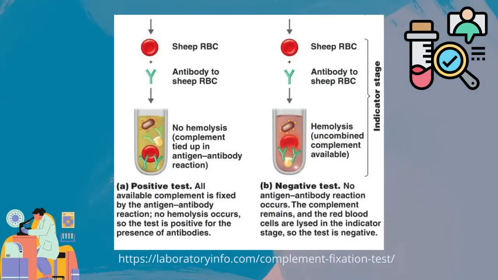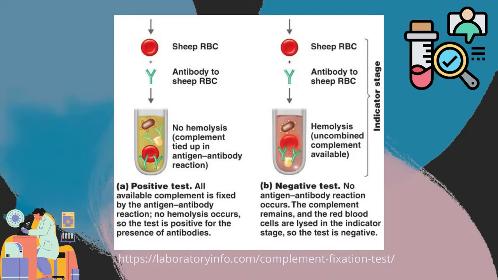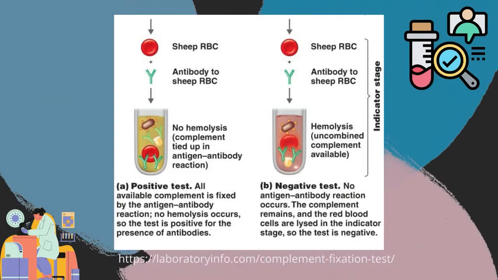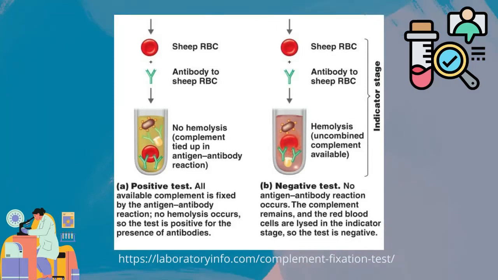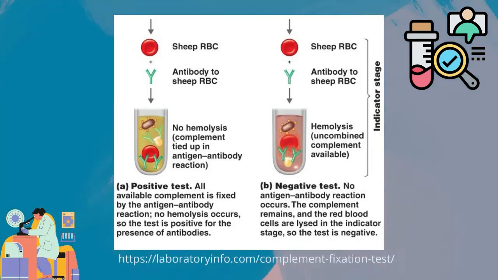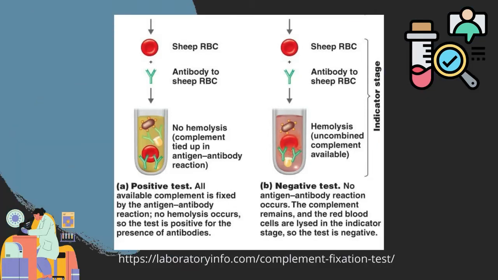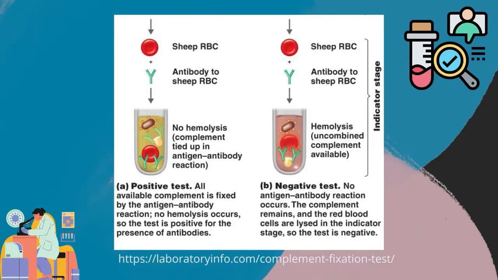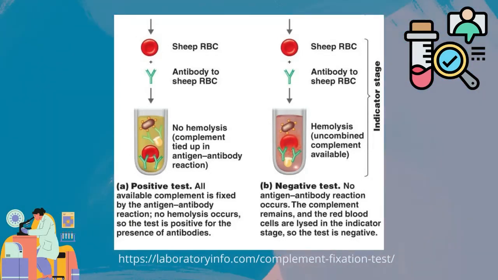Next, the second step detects whether complement has been utilized in the first step or not. If the complement is fixed in the first step because of the presence of antibody, there will be no complement left to fix to the indicator system. However, if there is no antibody in the patient serum, there will be no antigen-antibody complex, and the complement will be unfixed and free in the mixture. The unfixed complement will react with the antibody-coated sheep RBC to cause the lysis of the sheep RBC.